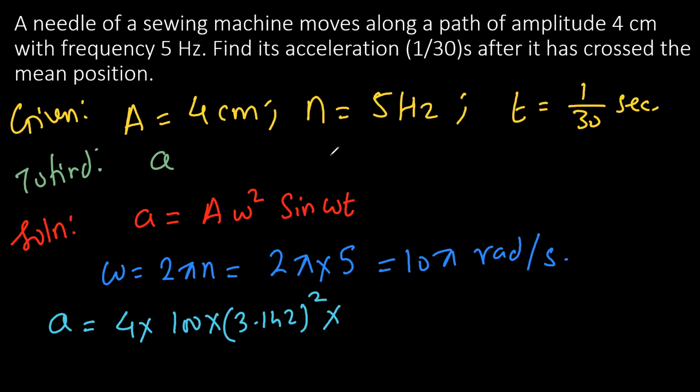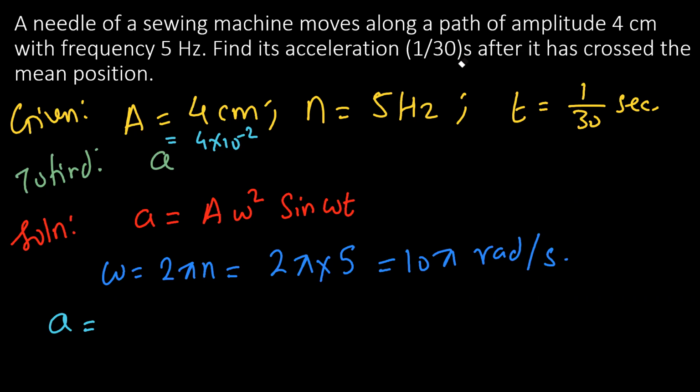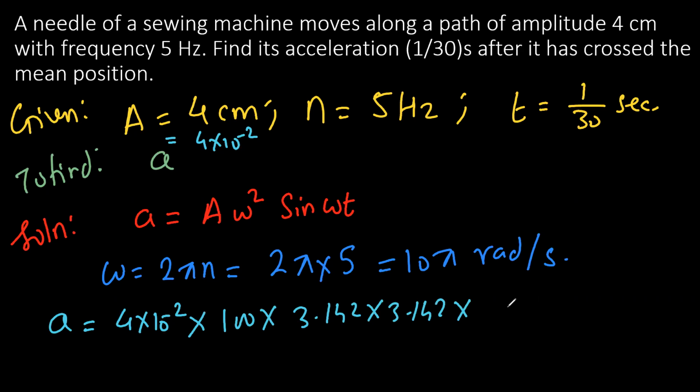One more thing. This is in 4 centimeter, so you can convert it to 4 into 10 raised to minus 2. So this is 4 into 10 raised to minus 2, into 100 into 3.142 into 3.142, and sine 10 pi, and t is 1 by 30.